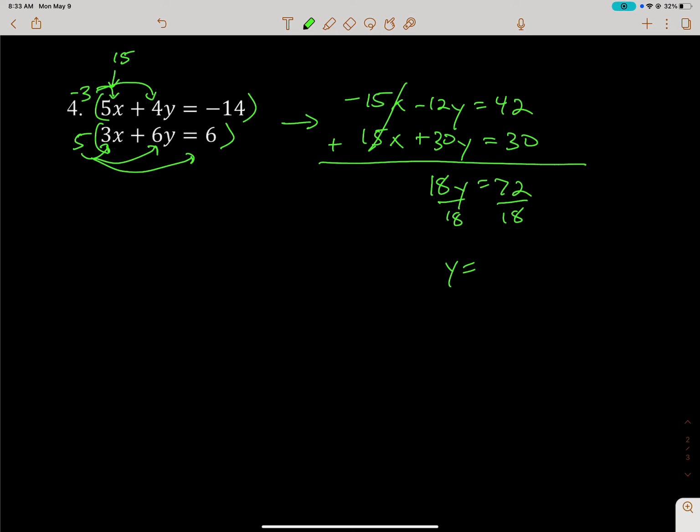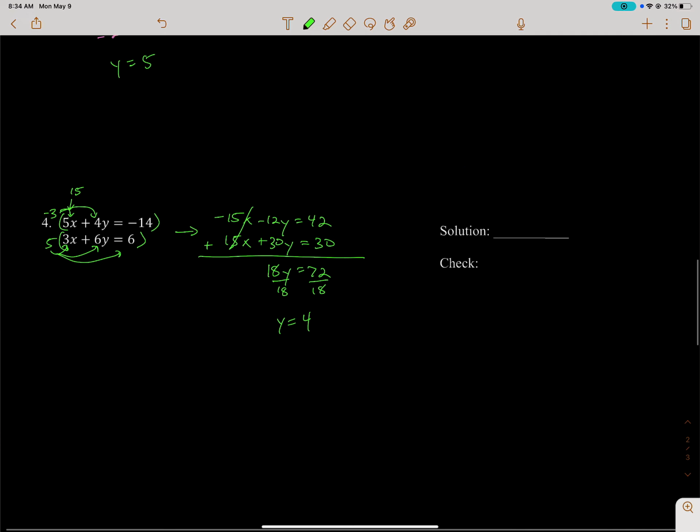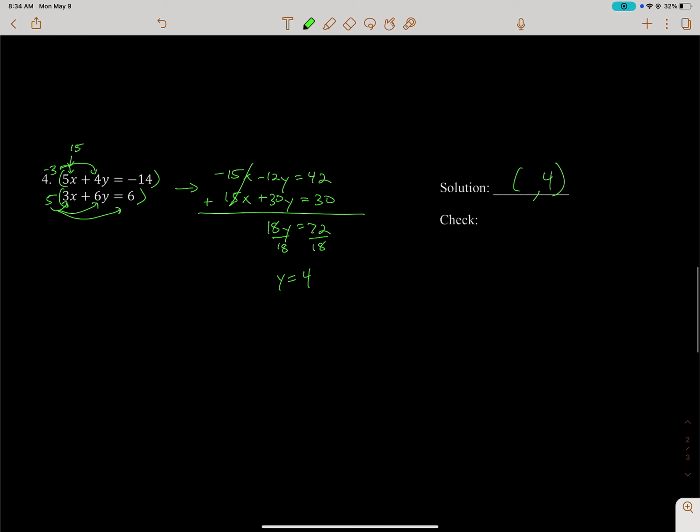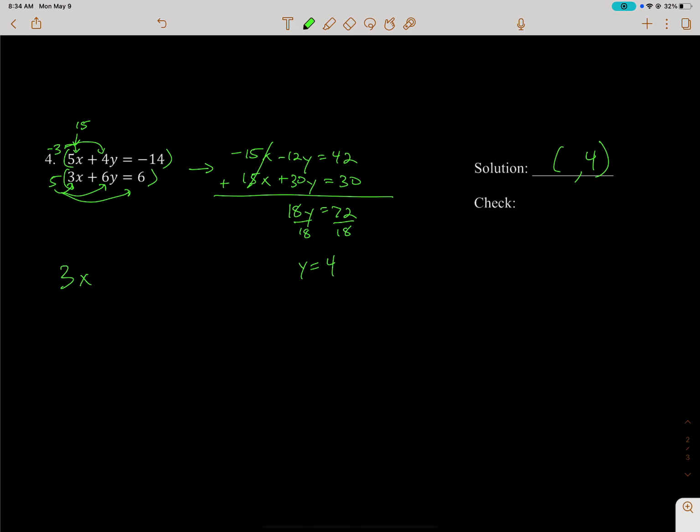Let me see here. I don't know if that's even. Let me try my calculator here. 4, yeah, it is even. Okay, so I get y equals 4. So that solution has 4 for a y value. Now I'm going to plug 4 back in. I'll do it into the second equation. Put in 4 for y.